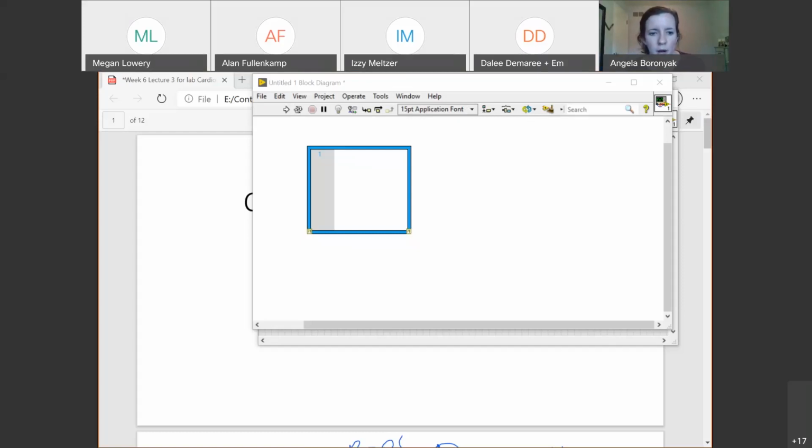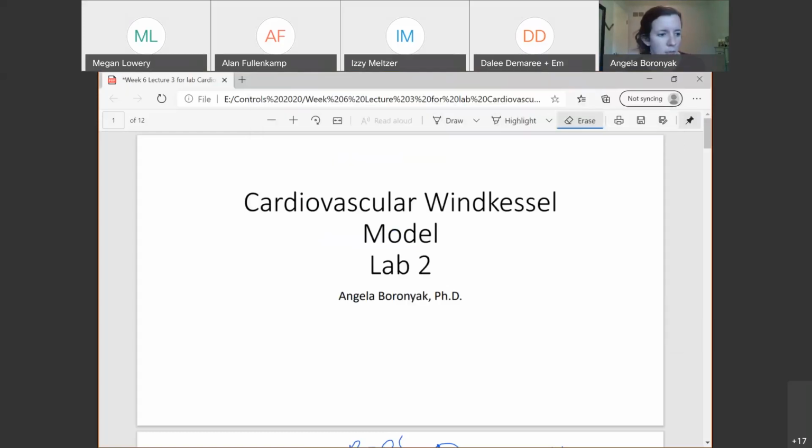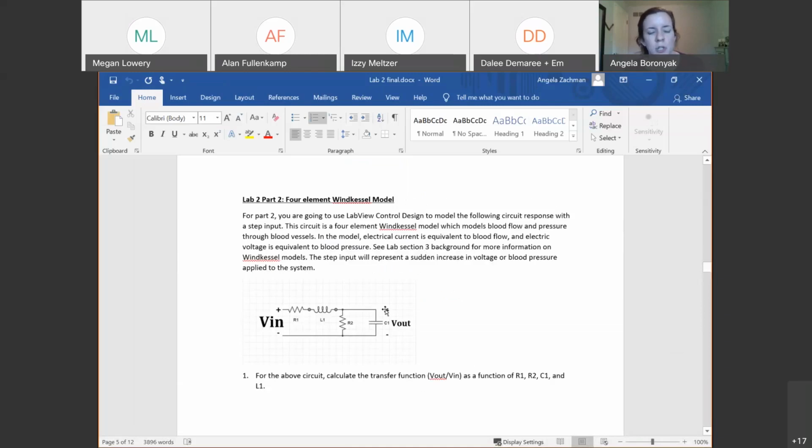Okay, so in this lab, I've got to get back to my Word document. For parts 2 and 3, or what you're going to be doing this week to complete it, you should have completed part 1 last week. We're studying what's called a Windkessel model, which is an electrical circuit equivalent of blood flow through our vessels. And there are several different Windkessel models of how you can model this.